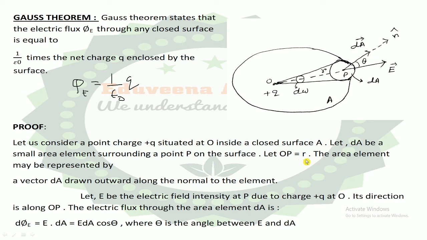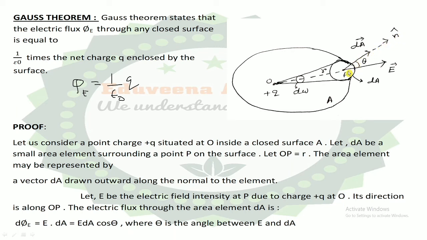Let OP be equal to R. So O and P are joined by R, and this length OP is R. The area element may be represented by a vector dA drawn outward along the normal to the element. So the dA vector is basically the area vector of this area element dA, which points outward, normal to this surface. The outward perpendicular to this area is the dA vector, the area vector. This is the normal to the surface, which is basically n cap.